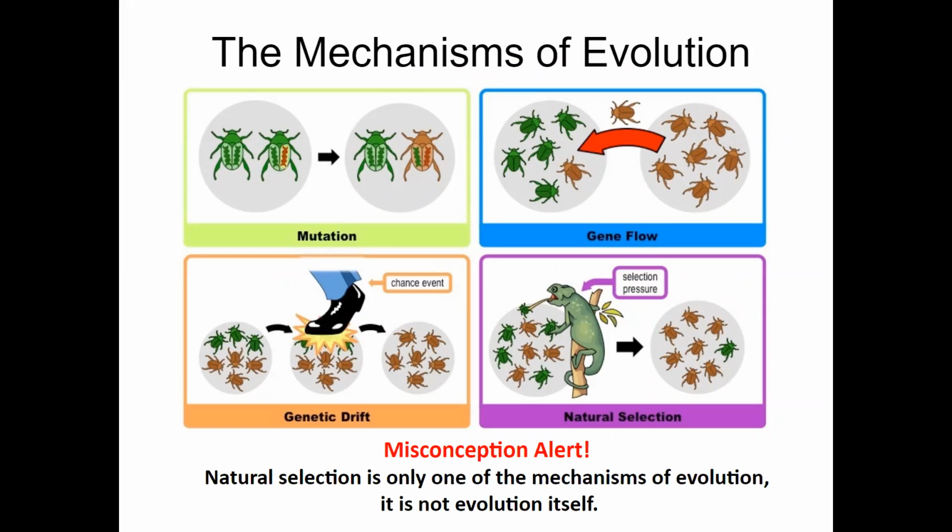Misconception alert. Natural selection is not the only one of the mechanisms of evolution. It's not evolution itself. We will often have to focus on natural selection, but you can't have evolution without mutation, because you would never have any new alleles to evolve from. Gene flow is also, like, you can have evolution with just mutation and gene flow.